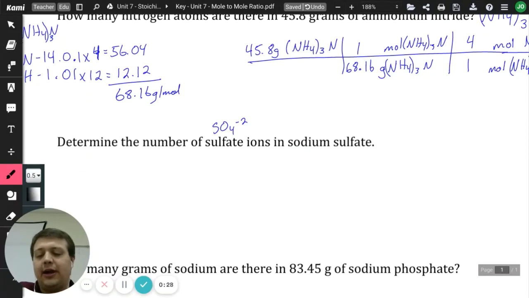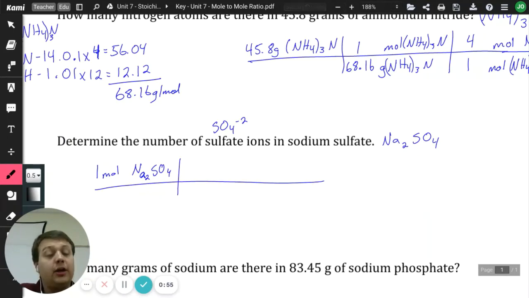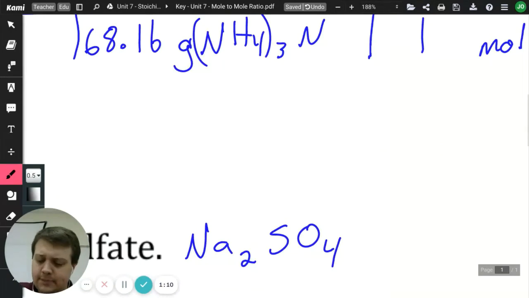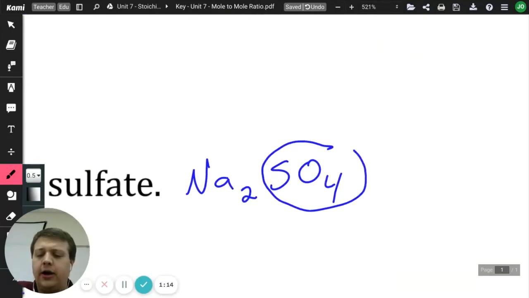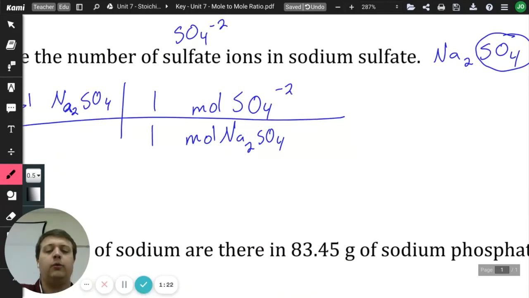Then I need to write my formula here. So I've got sodium sulfate, Na2SO4. So there is my formula. So they want to know how many sulfate ions I would have. Well, in how much, right? Well, if they don't tell you how much you have, then you can just assume you've got 1 mole of that substance. So I've got 1 mole of sodium sulfate, Na2SO4. And I'm going to convert from moles of sodium sulfate into my sulfate ion. So looking at this, I've got 1 sulfate ion for every 1 sodium sulfate. So my ratio here is a 1-to-1 ratio.